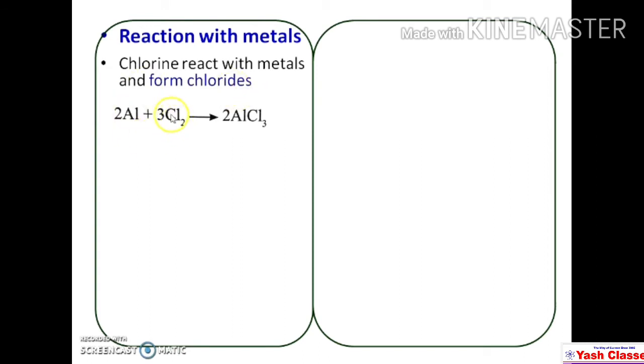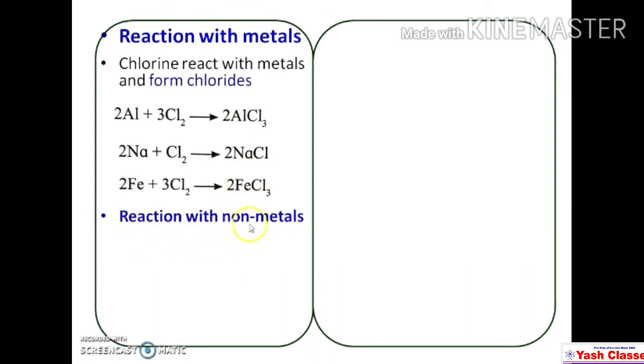For example, when chlorine comes in contact with aluminium, there is a formation of aluminium chloride. Similarly, when chlorine comes in contact with sodium metal, there is a formation of sodium chloride salt. When chlorine comes in contact with iron metal, there is a formation of ferric chloride as a salt. So in this way, metals react with chlorine and form corresponding salts.